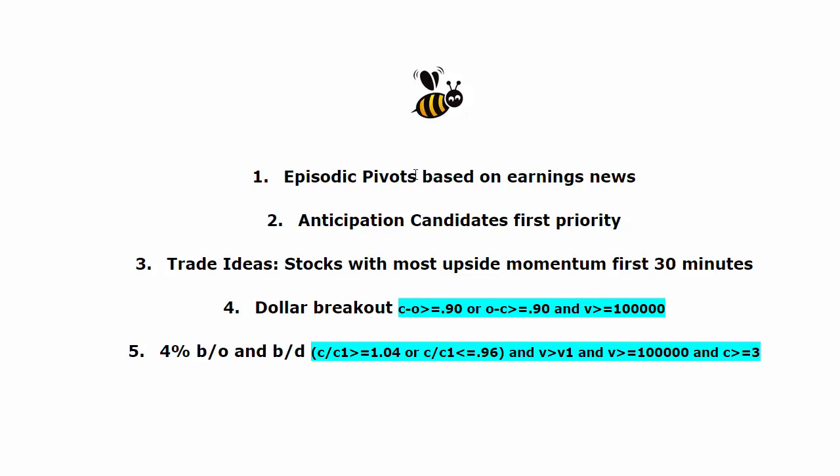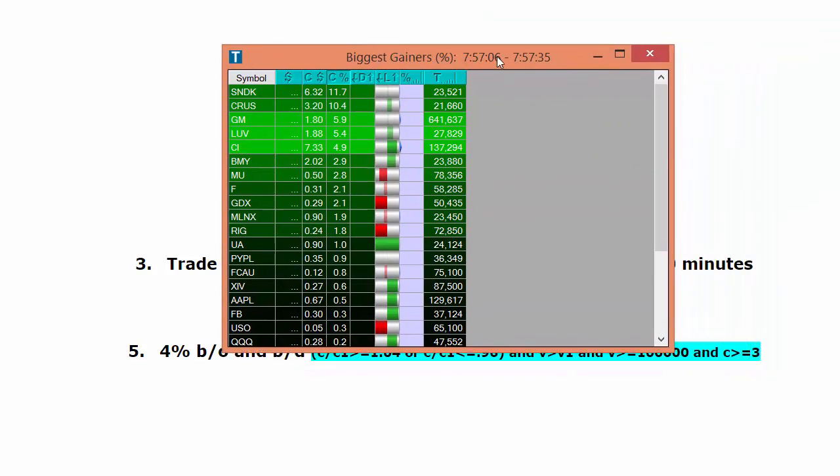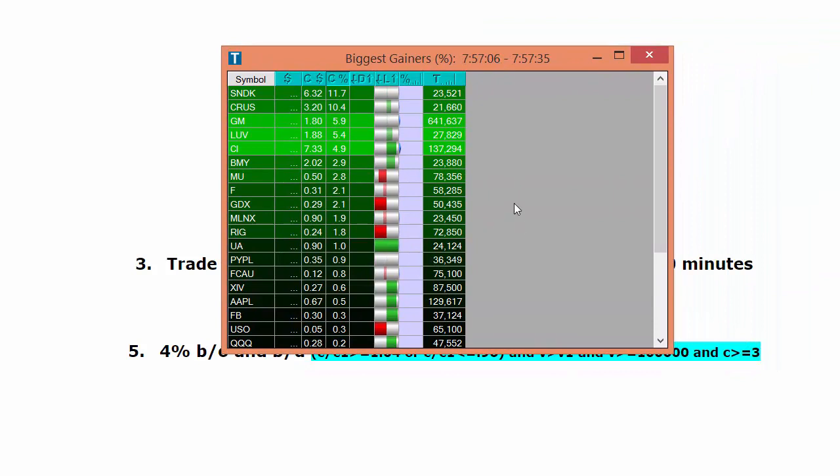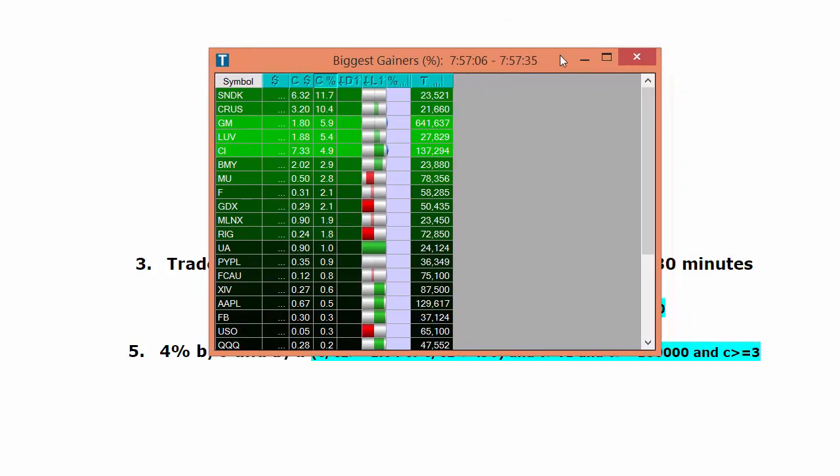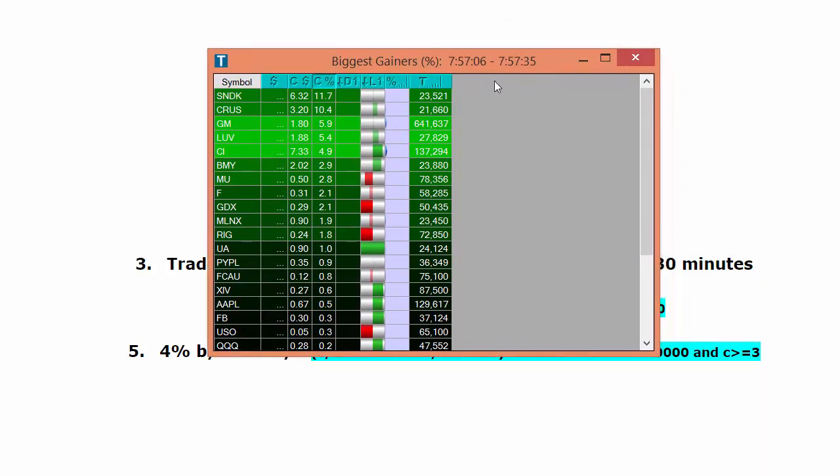My basic method for finding stocks which make big moves is the episodic pivot, which is based on earnings news. For that, I have a couple of scans which I use. If a stock has earnings news, it starts showing up early in the morning. Here is the software which I use, Trade Ideas, and I have a scan, biggest gainers. So now I know, based on these, SNDK, CRU, SGM, these stocks have had some earnings news, and based on this earnings news, these stocks are up.